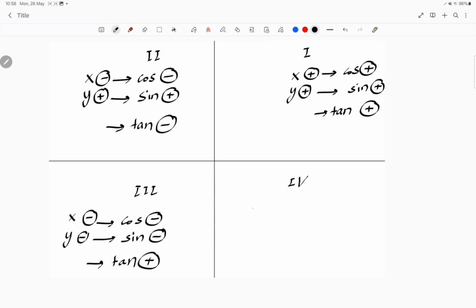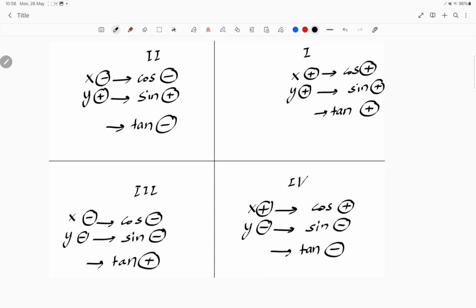In quadrant 4, the x is positive and the y is negative. So because the x is positive, the cosine is positive. Because the y is negative, the sine is negative. And because tangent is equal to sine over cosine, tangent will be negative. So this will help you know the signs of the sine, cosine, and the tangent based off of the quadrants.